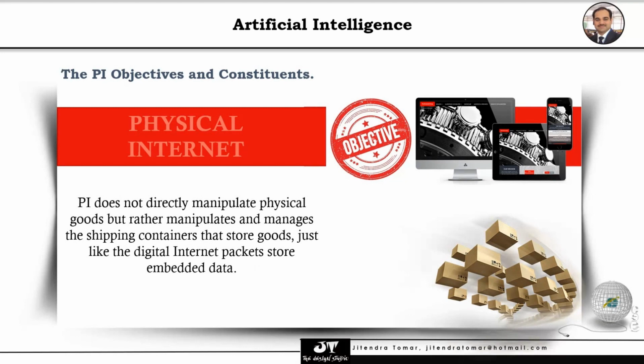So what constitutes a physical internet? As noted till now, the PI does not directly manipulate physical goods, but rather manipulates and manages the shipping containers that store goods. It is just like how the digital internet packets store embedded data. For the PI to become full-fledged, numerous elements need to be coordinated, including physical objects such as PI modular containers or PI transit centers, and more abstract concepts such as legislation and business models.